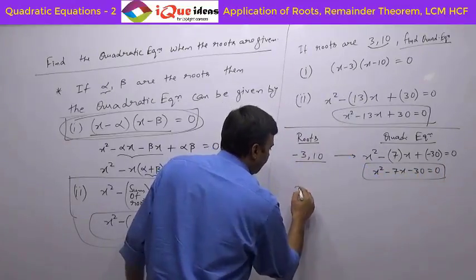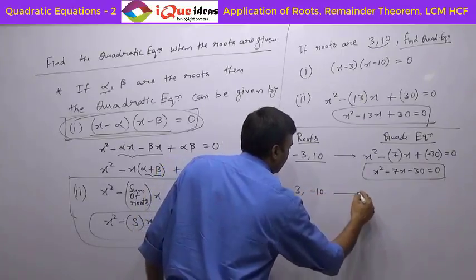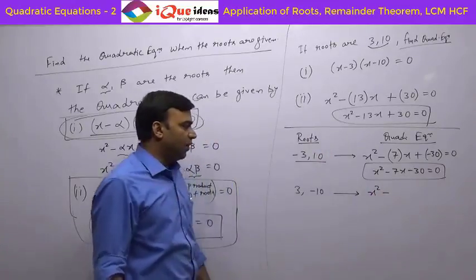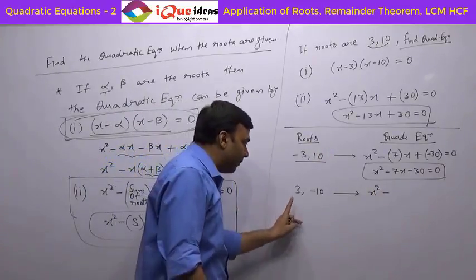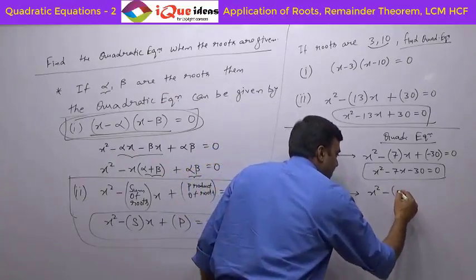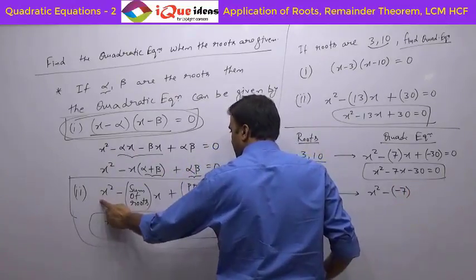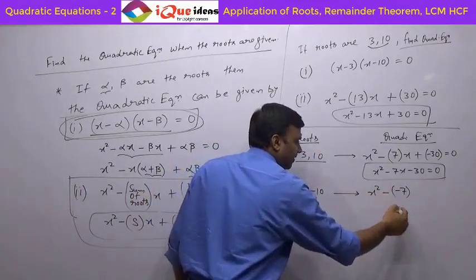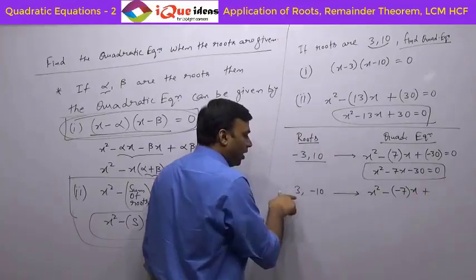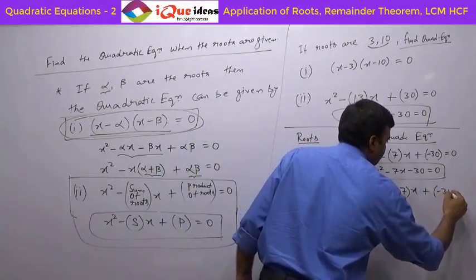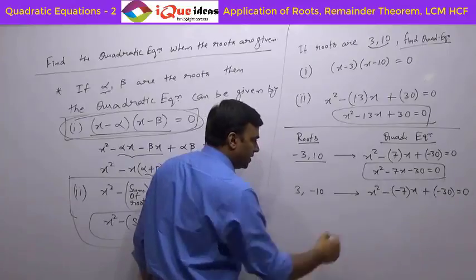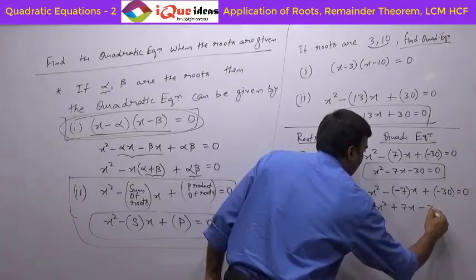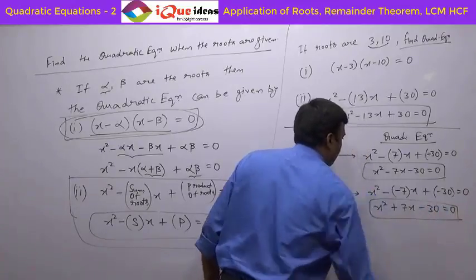Similarly, what if we have the roots as 3 and minus 10? What will be the equation in this case? It will be x square minus, what is the sum of 3 and minus 10? The sum of 3 and minus 10 is minus 7. Look at this: it is x square minus sum of roots, so whatever the sum of roots is, here minus 7, into x, plus the product of 3 and minus 10, which is minus 30, equal to 0. So this gives us x square minus (minus 7) x, that is plus 7x, minus 30 equal to 0. Alright.